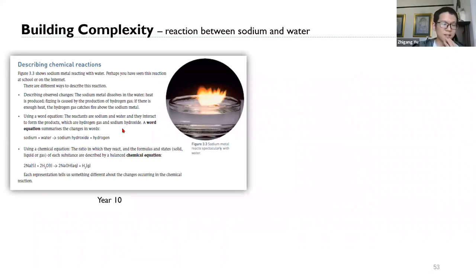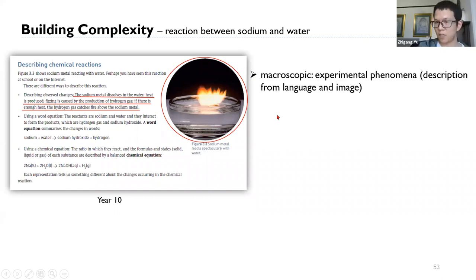Let's take a look at this text. You can see from the language, we said the sodium metal dissolved in water, heat is produced, fizzing is caused by the production of hydrogen gas. If there is enough heat, the hydrogen gas catches fire above the sodium metal, and with the image here, both of them describe the macroscopic meaning of the experiment phenomenon. Here, macroscopic means something is tangible. We can see that from the description of language and image.